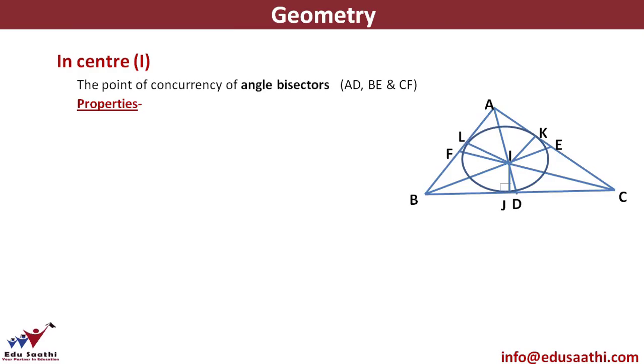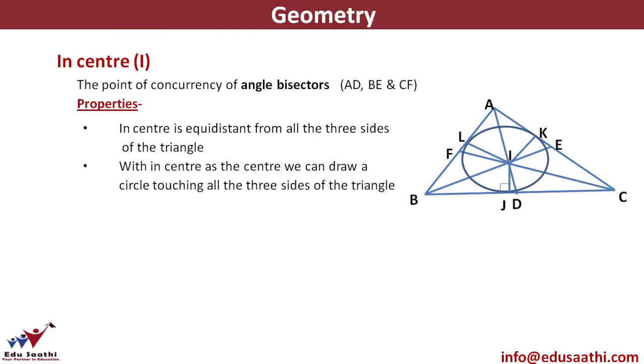Properties of in center. In center is located in such a way that its perpendicular distance from all the 3 sides of the triangle comes out to be equal. It's a property of angle bisector only. Any point on angle bisector is equidistant from the 2 sides making that angle. So in center is a point which is there on all the 3 angle bisectors. So in center has to be equidistant from all the 3 sides of the triangle.